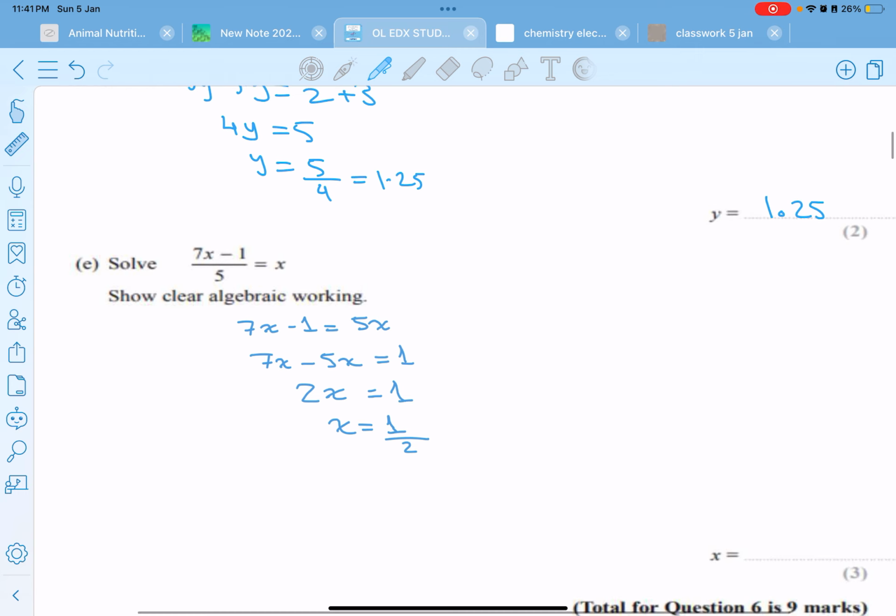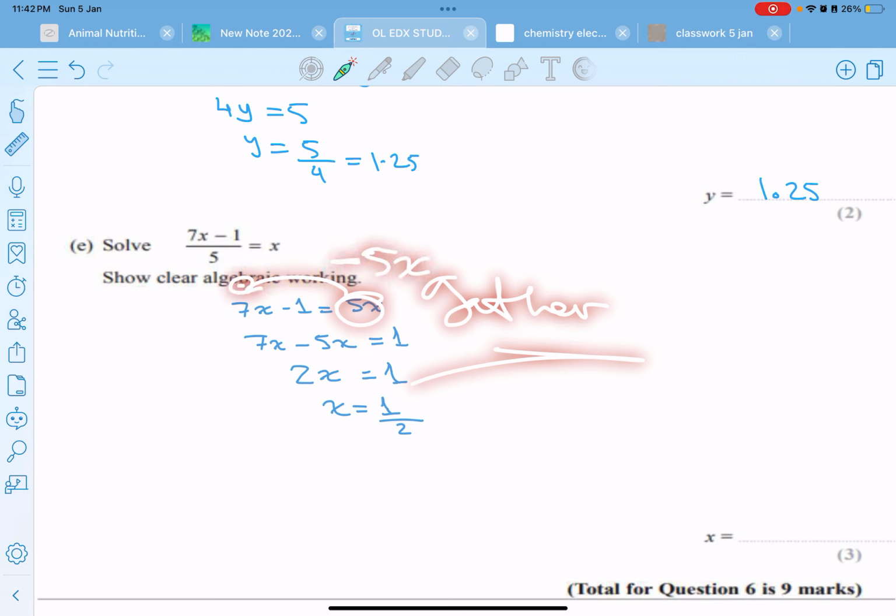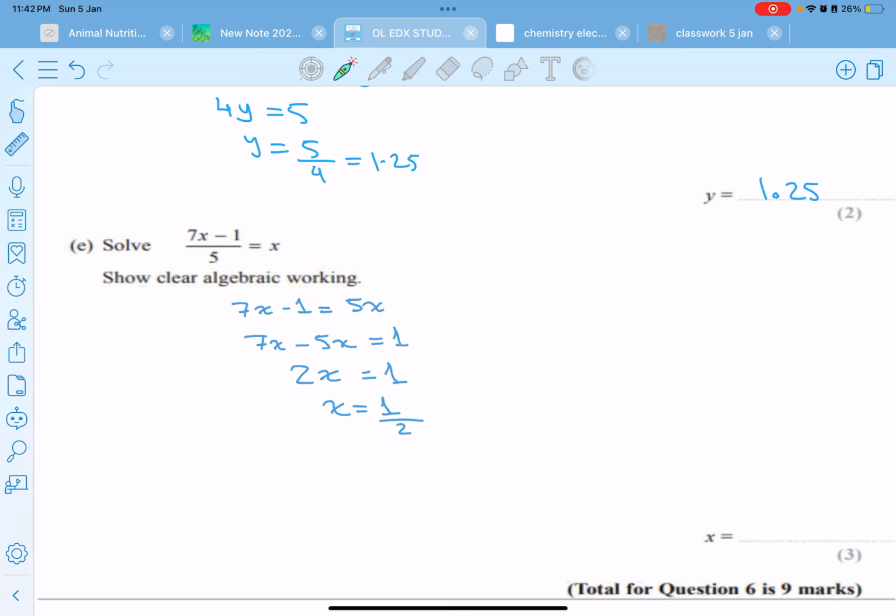Here, show clear algebraic working of how to work out the value of x. We moved the 5 by multiplication, the opposite operation here. It was in division, so I move it by multiplication. So it's 5x equal to 7x minus 1. To gather all like terms on one side, I move the 5x to the other side to become negative 5x. So 7x minus 5x equals 1. I move the 1 to the other side to become positive 1. So 2x is equal to 1, and x is obviously a half. You can write half or 0.5, it doesn't matter.